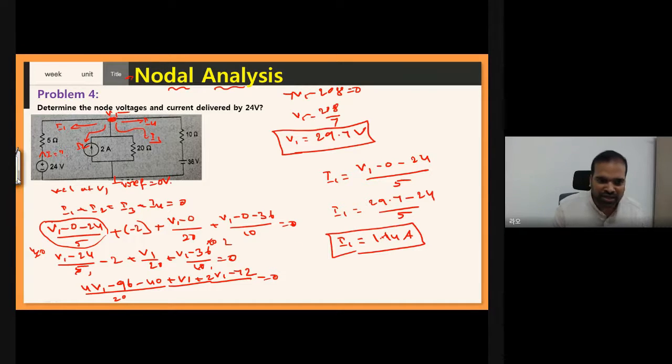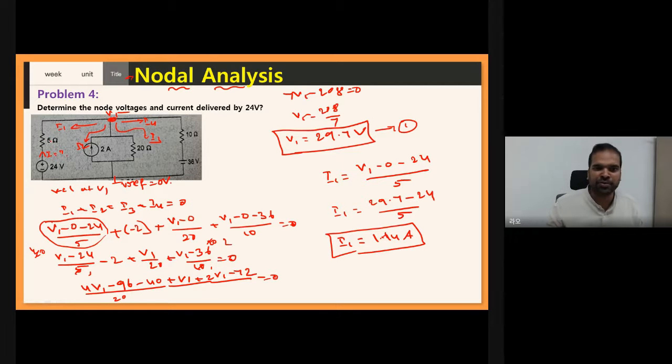Now you can say the current delivered by the 24 volt source is 1.14 ampere. Clearly, what I did here: identify the number of nodes, identify the reference node, then apply KCL. Therefore you get equation 1, and from that equation you can find V1. Once you know the node voltage, you can find any other unknown parameter in the given circuit, or you can find the current flowing in any branch in the circuit.